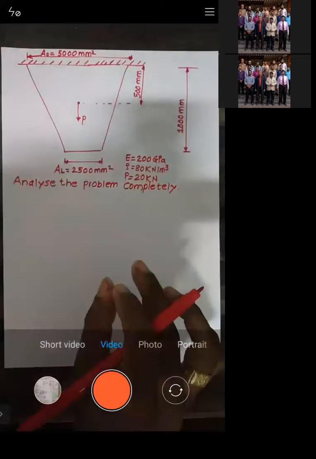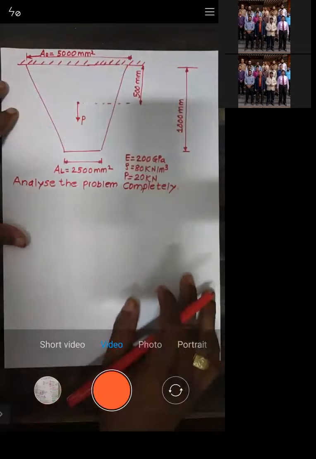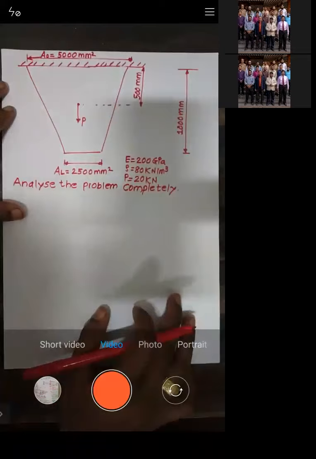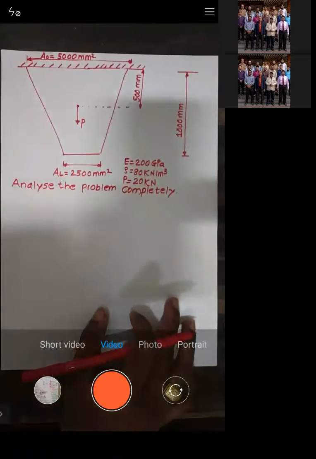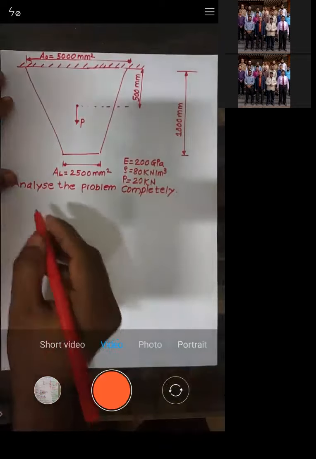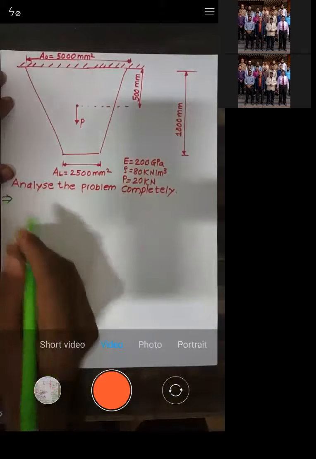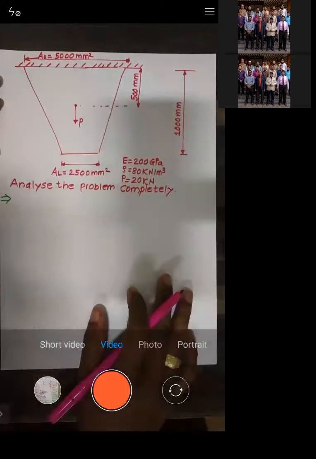Here we require the area, but this particular bar is a tapered one. So the very basic thing is to convert this bar of tapered cross section into a bar of uniform cross section. I will draw the same diagram and try to convert it. Let me start with the solution, initially converting this tapered bar into a bar of uniform cross section.